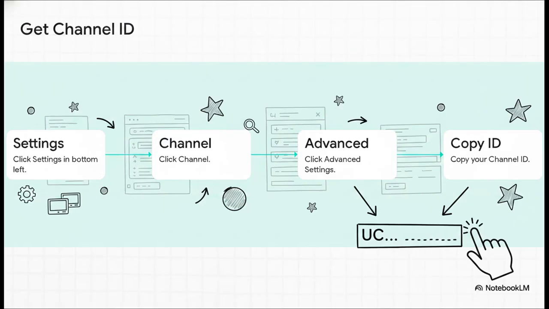So it's time to leave the whole developer zone behind and head back into familiar territory. This is the super easy part. Just open up your YouTube Studio. Down in the bottom left, click Settings, then click Channel, followed by Advanced Settings. Scroll down just a bit, and you'll see it right there, your unique channel ID, which usually starts with UC. Copy it. And there we go. You've officially found the final item on our scavenger hunt list.